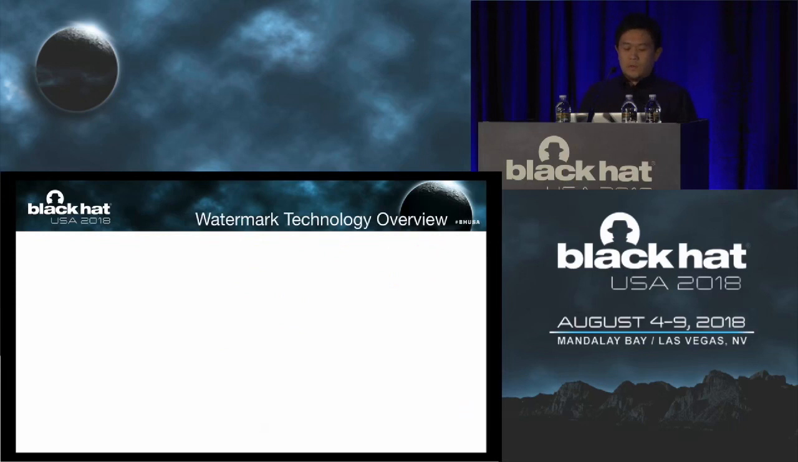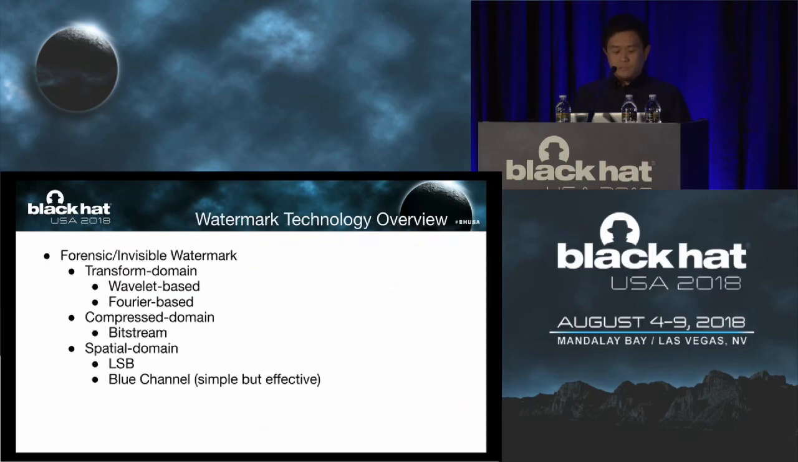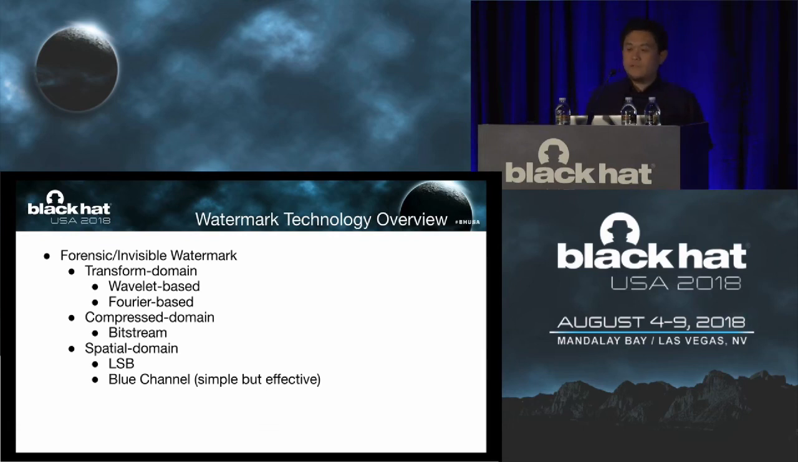Then I will give the watermark technology of the traditional methods, including the forensic, I think is the formal way to call the invisible watermark, which includes the transform domain methods, including wavelet-based or Fourier-based, and the compressed domain and spatial domain, which includes the least significant bits. You can hide information in LSB, or you can hide the information in the blue channel, because the human eyes have less sensitivity to the blue channel, so you can hide something in the blue channel. This is a very simple but effective way, I think.